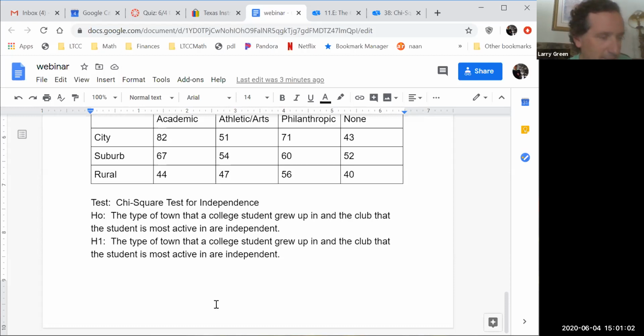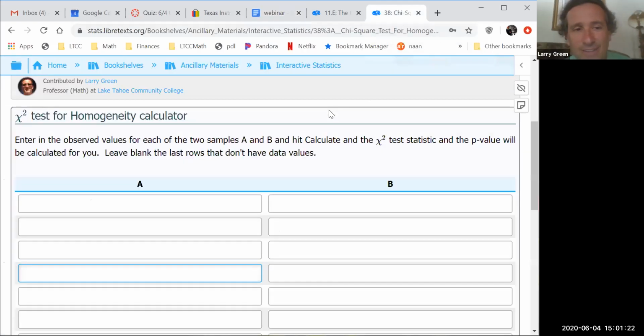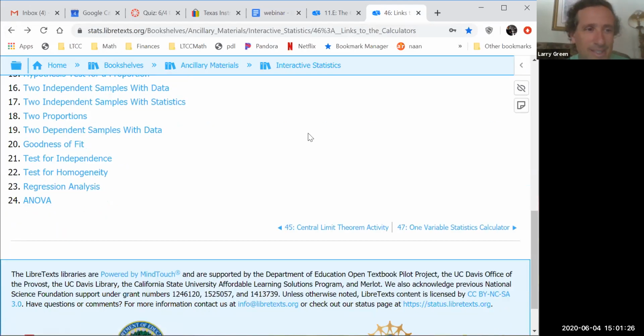What do you have to do next for this problem? Now you're going to use the calculator. Yeah, we need to find the test statistic and the p-value. The good news is, if I did my job right, and you can tell me if I didn't and I'll fix it, you tell me which number you need to go to. Number 21, the test for independence. Then I did my job right. I tried to make it obvious.